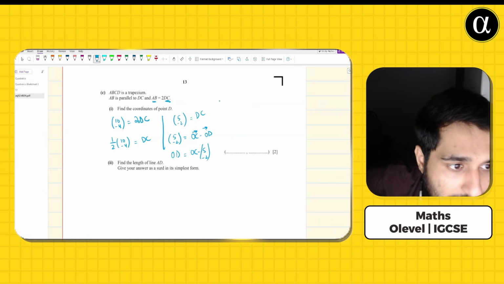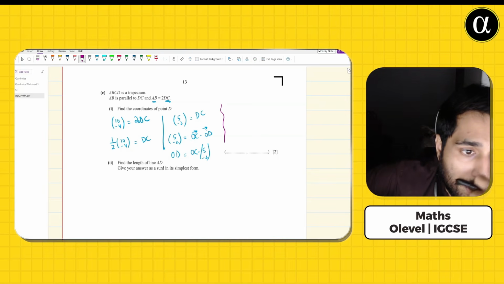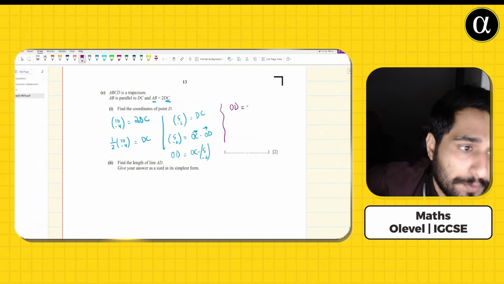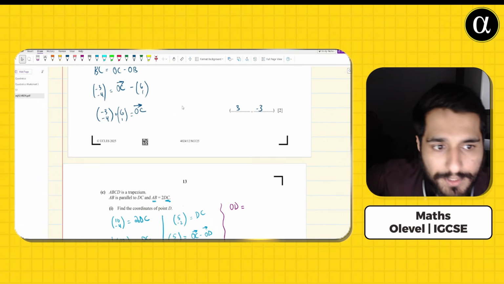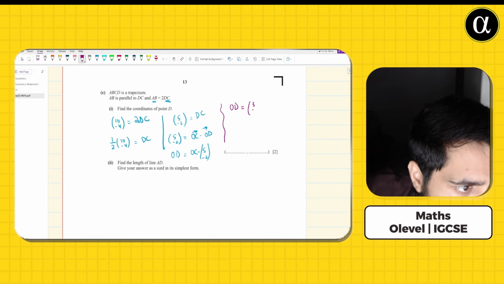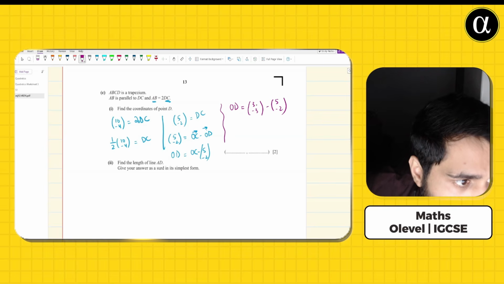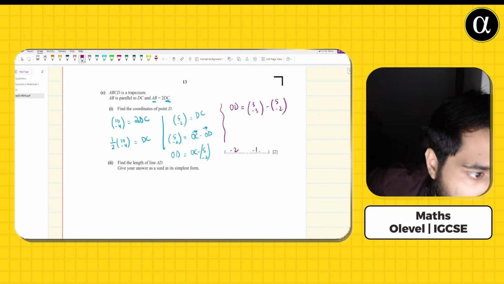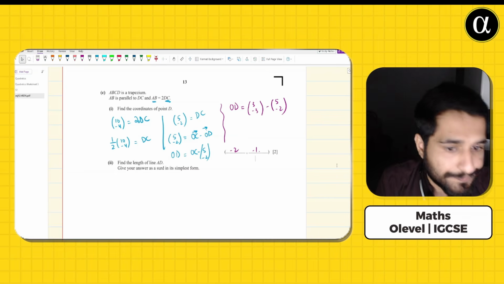Now, when we solve this, we're supposed to find OD. And OD would be what? OC, do we have the coordinate OC? That is 3 and minus 3. So this should be 3 and minus 3, minus of 5 and minus 2. So 3 minus 5 gives us minus 2, and minus 3 plus 2 gives us minus 1.